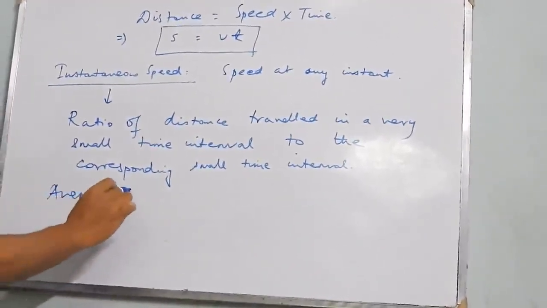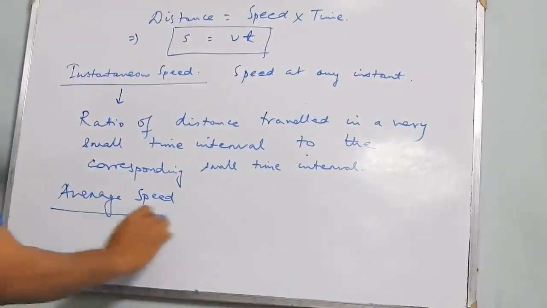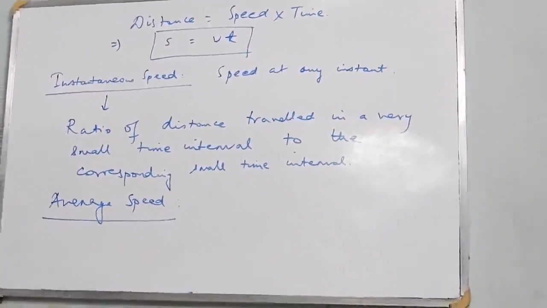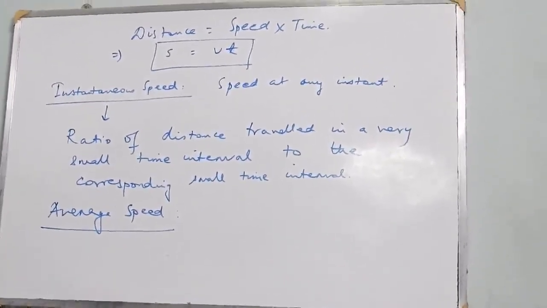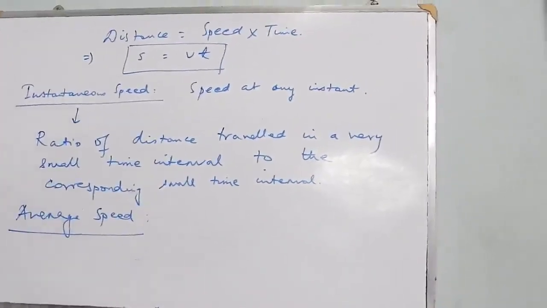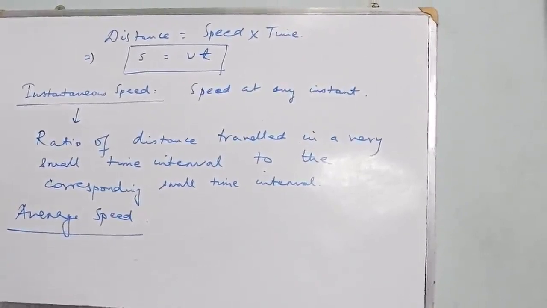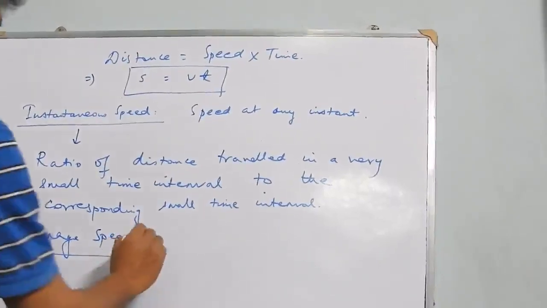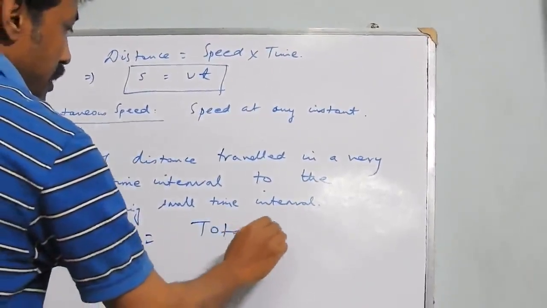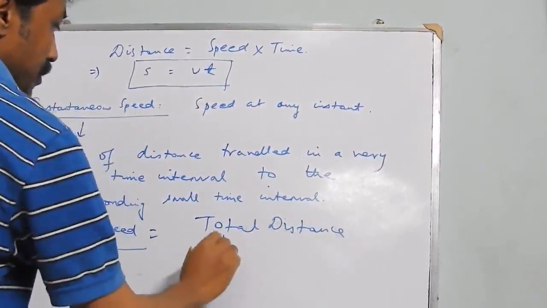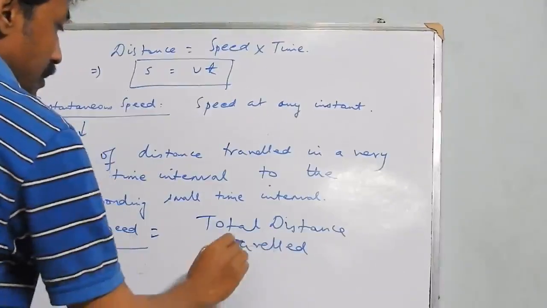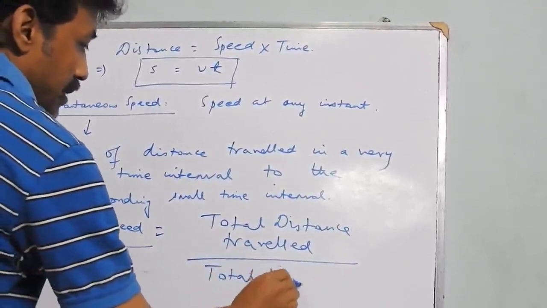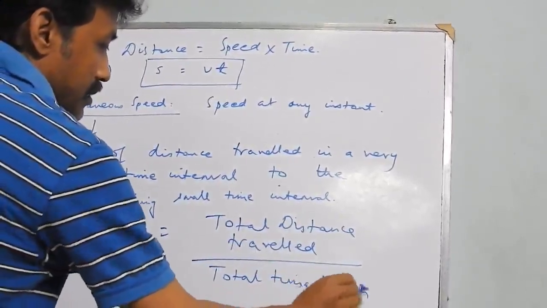Now, while measuring average speed, we do not divide the entire distance into a large number of small distances. However, what we do is we take the entire distance traveled by the body divided by the time interval that has elapsed when the body has covered that given distance. So, average speed is simply the total distance traveled by the body divided by the total time interval, the total time taken by the body to cover that distance.